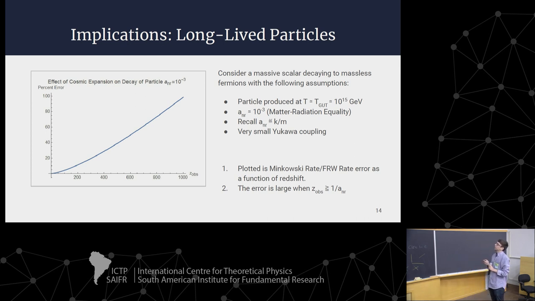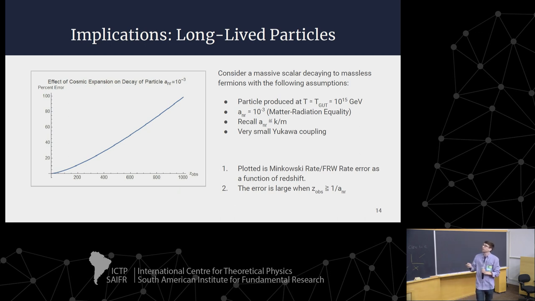So here, let's consider a particle that's born initially at the GUT scale. Let's mandate that the particle goes from being relativistic to non-relativistic close to matter-radiation equality. That's tantamount to basically fixing K over M. And again, considering a very small Yukawa coupling, we're assuming the lifetime is going to be extremely long. And what do we see? Here on the x-axis is the redshift at which you're looking to see if the particle has decayed. You can see that when the redshift is larger than 1 over a_NR, the error is quite large.